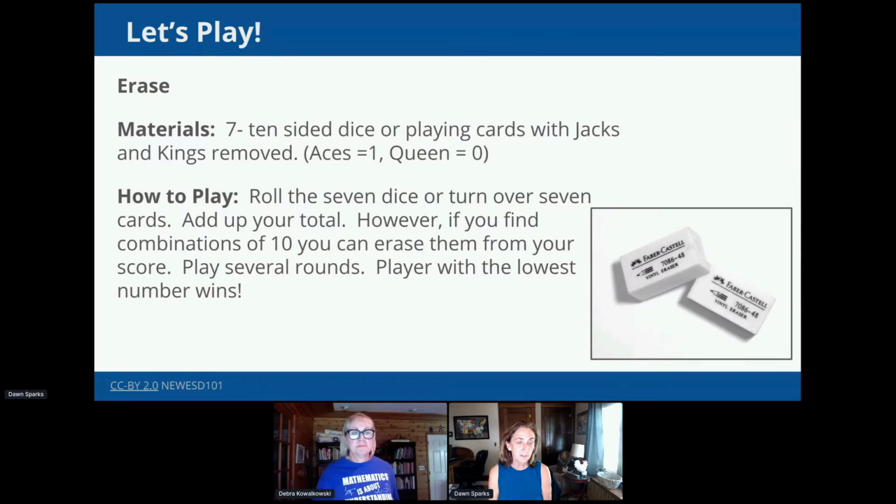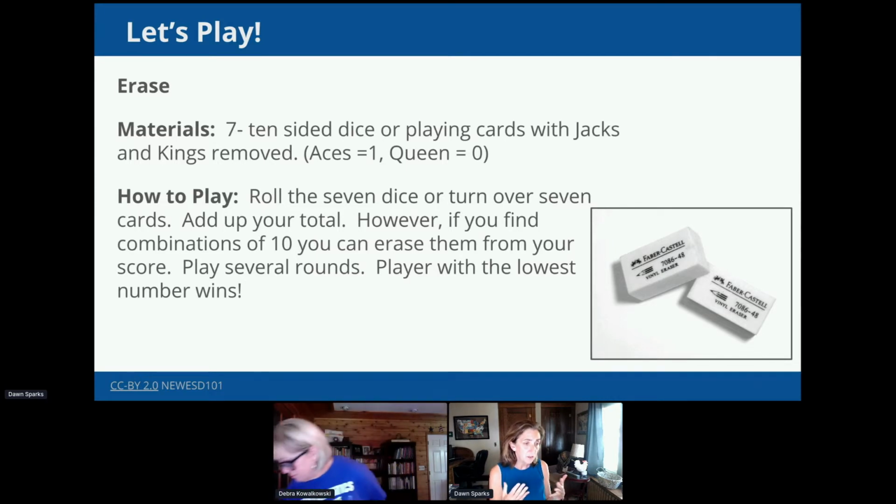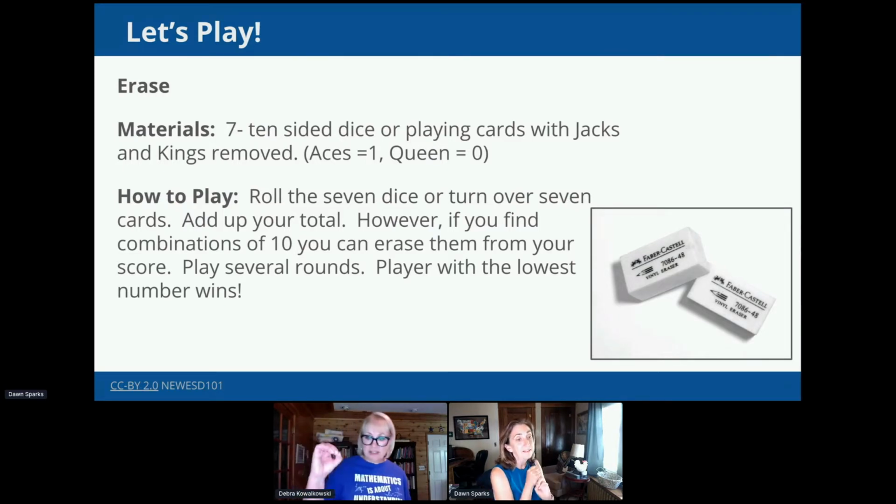So what we're going to be doing, and we'll be showing this in a minute, is we're going to flip over 7 cards. Now, you don't have to use cards. You could use 7 dice. They could either be 6-sided dice, or they could be 10-sided dice. Whatever dice you happen to use, you can use. You can also use a deck of cards, and I have a deck of cards here. What I need to do is take out the jacks and the kings. And then the aces become 1s, and the queens become zeros.